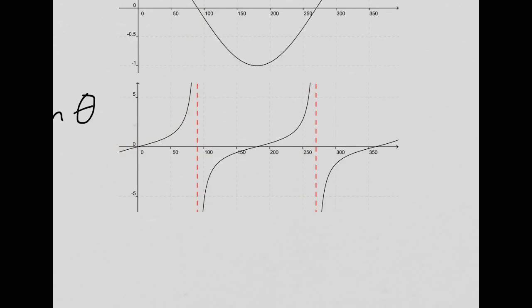So with tan, best way to draw it, always put the asymptotes in first. If you're not sure where they are, you can get a calculator out. You just do tan of 90, 180, 270, 360. You get two of those giving you a math error. That tells you there's an asymptote, and then you can sketch what happens in between.